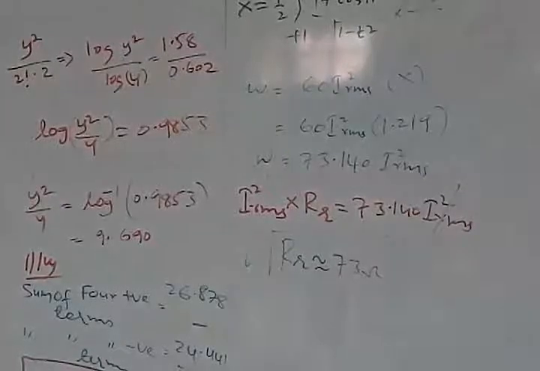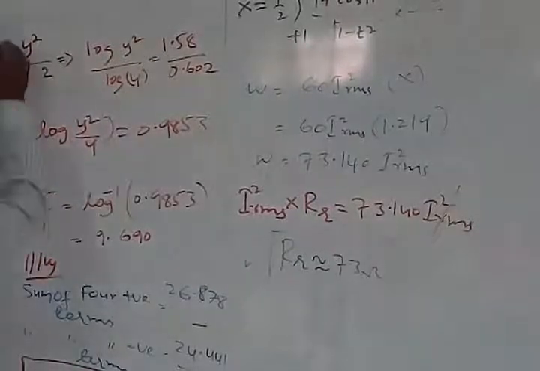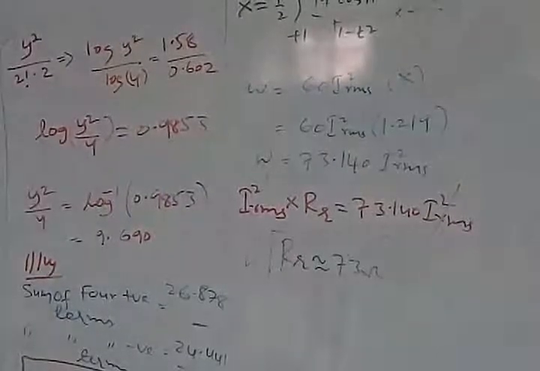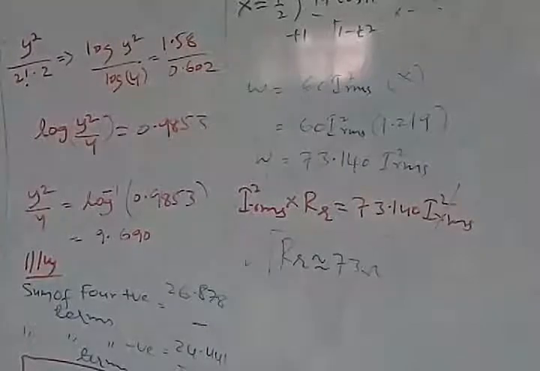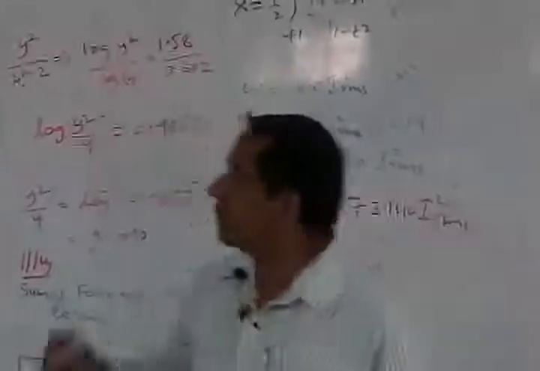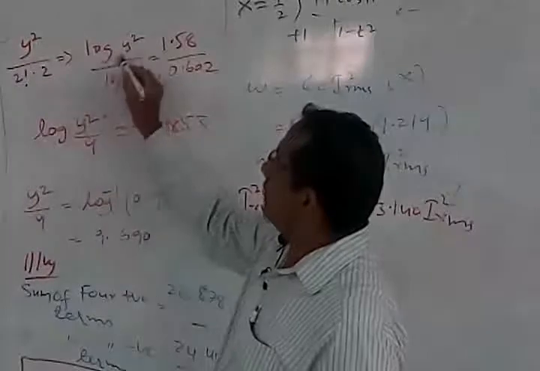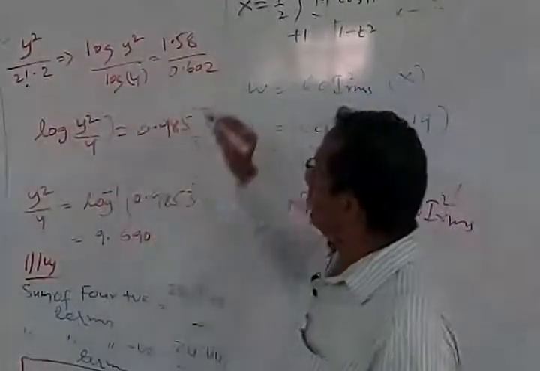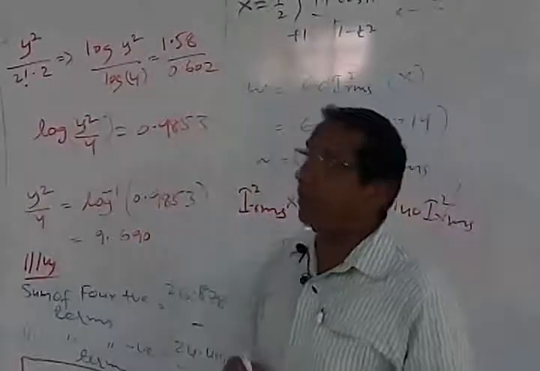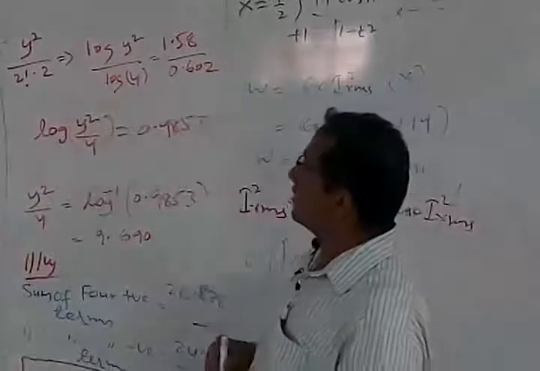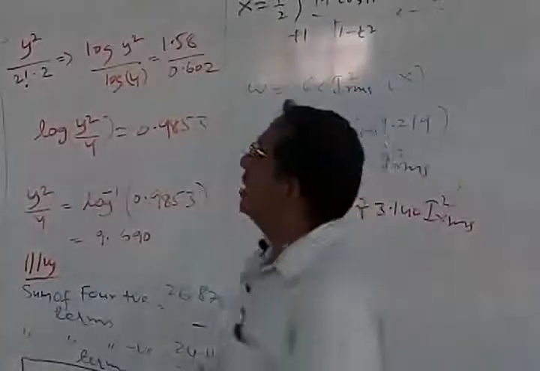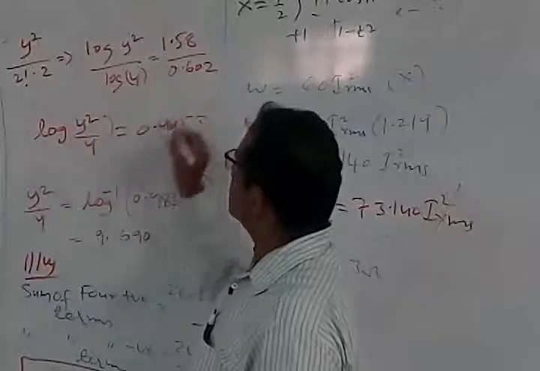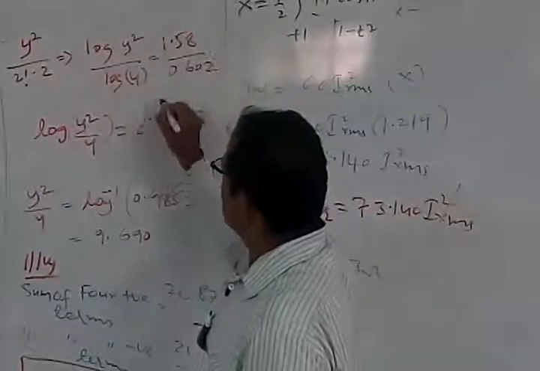Now see what we will be doing here. We have simply computed this. Y square by 2 factorial into 2 we have here. So in the previous equation we have y square by 2 factorial into 2. So here we applied log. Log y square we computed, log 4 we have computed. Log y square we got as 1.58, log 4 we got as 0.62. So therefore we can write log of y square by 4 is equal to the result of this.